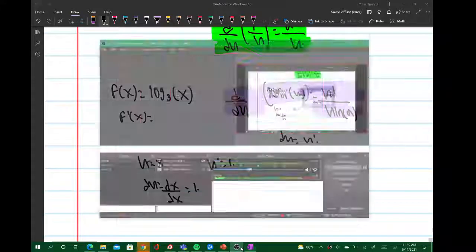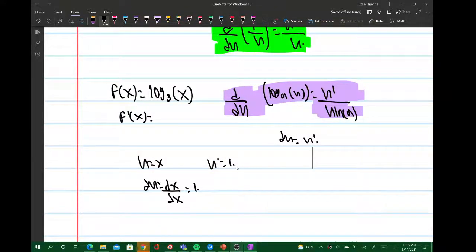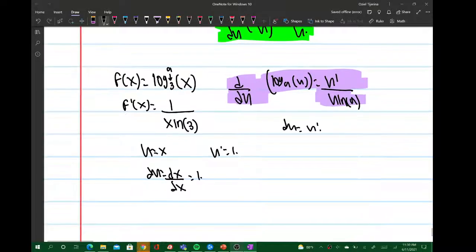So we're gonna have u prime is 1, so we're gonna have 1 over x, because that's what u is, right? u equals x, and then we're going to take the natural log of whatever our a value is. This is a equals 3, ln of 3. So really this is the derivative, 1 over x ln of 3.